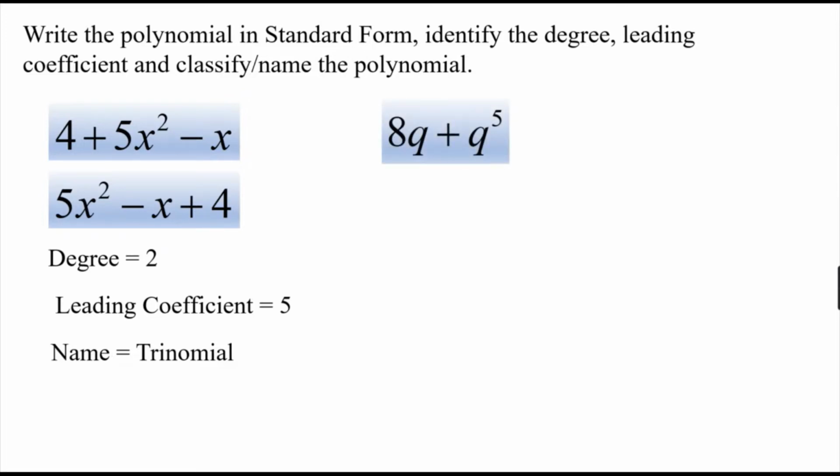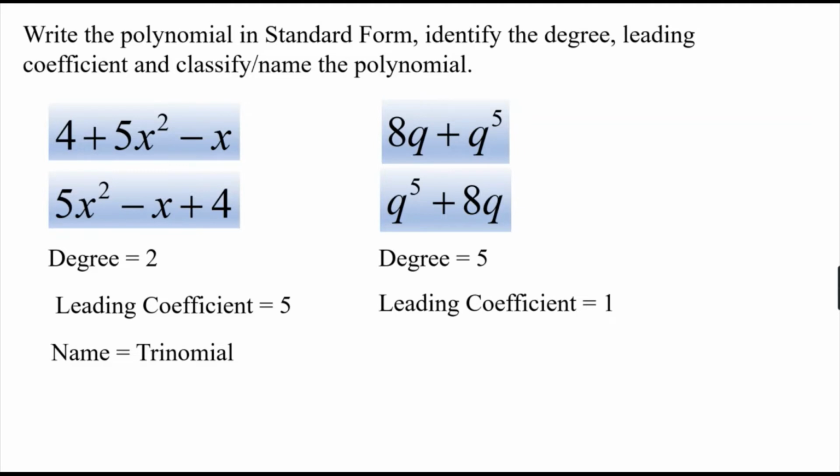How about this last one? I guess we have 8q plus q raised to 5. So of course, we have to rewrite it as q raised to 5 plus 8q. With that one, we can tell that the degree is simply 5, with the leading coefficient of 1. As there is no number beside the q raised to 5, it is understood to always have 1, and that is the leading coefficient. It is called binomial since it consists of 2 terms.